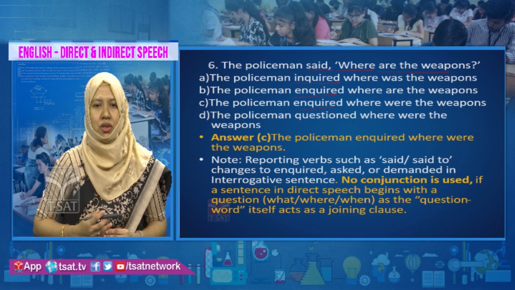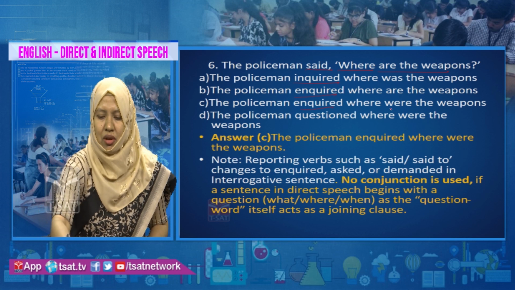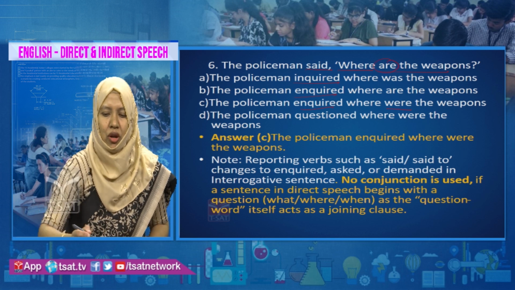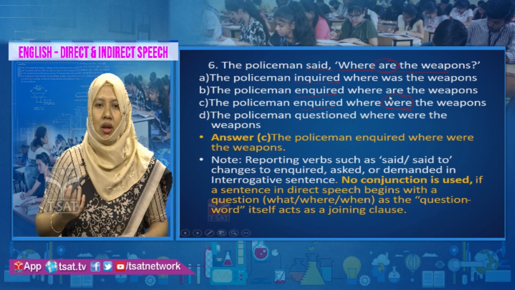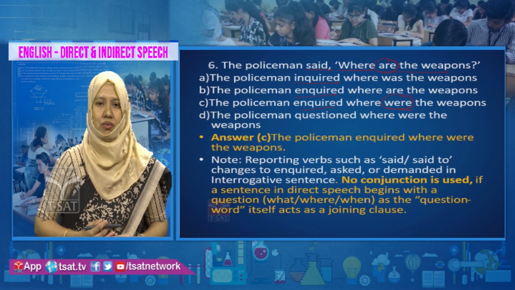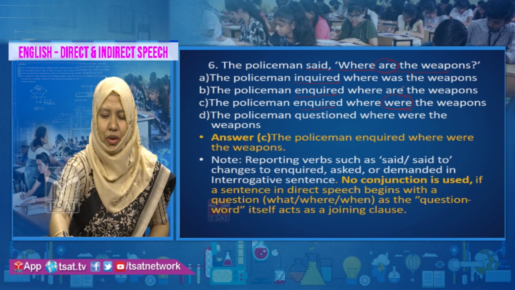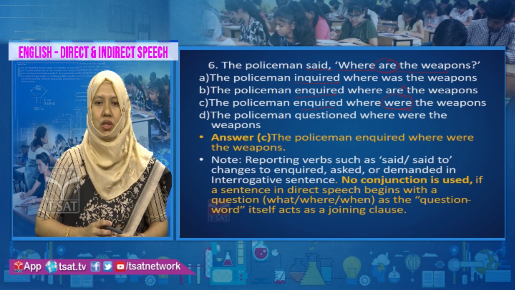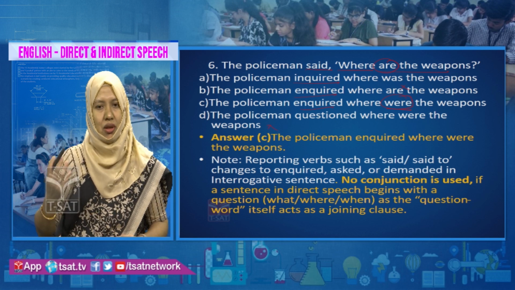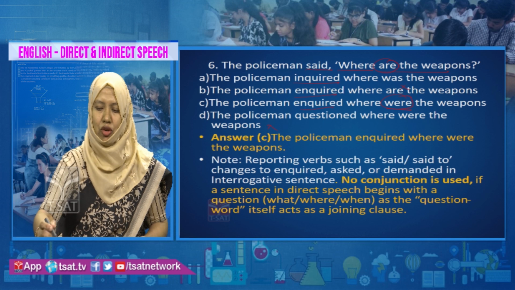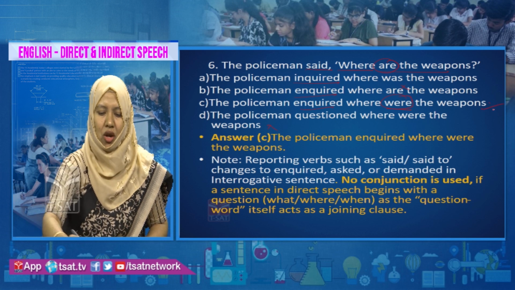So, what is the correct option? Are is a plural form here. So, here verb will change into were. The policeman inquired, where were the weapons? You cannot say where are the weapons, because as it is in present tense, this option is wrong. The policeman questioned, where were the weapons? This is also wrong, because inquired is question only. So, the correct option, the best suitable option will be option C.